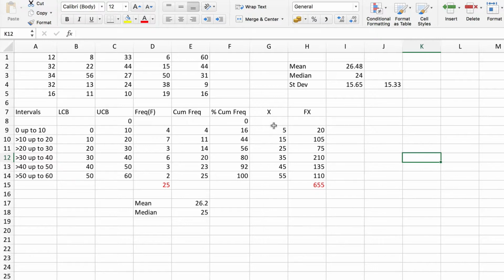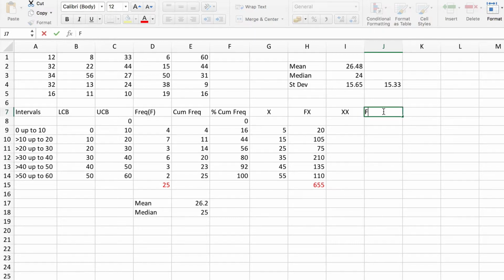So first of all, I need x squared. I need to find the squares of these midpoints. So let me create a column here. Let's call it xx for x times x, x squared. And I will work out the squares of these values. I'm then going to multiply the x squared by the frequencies, fx squared. So let me add that column. Let's call it fxx, or f times x squared. Okay, those are the two additional columns that I require.